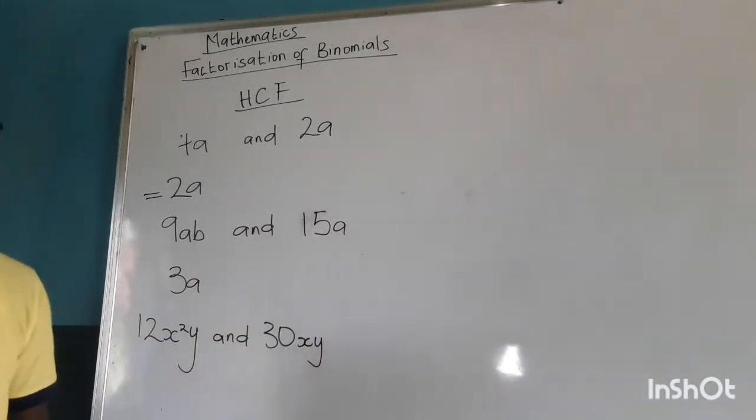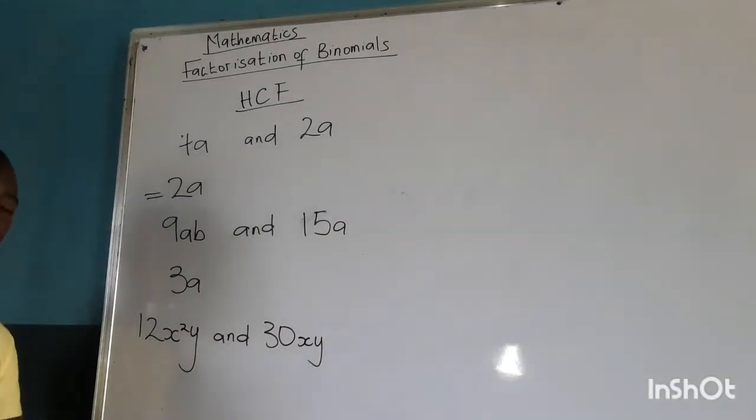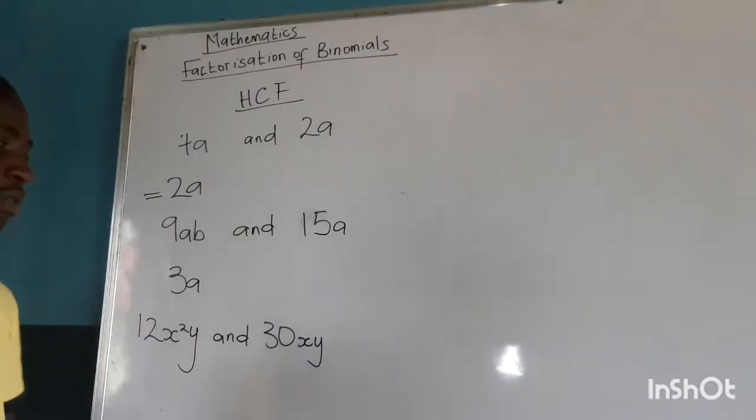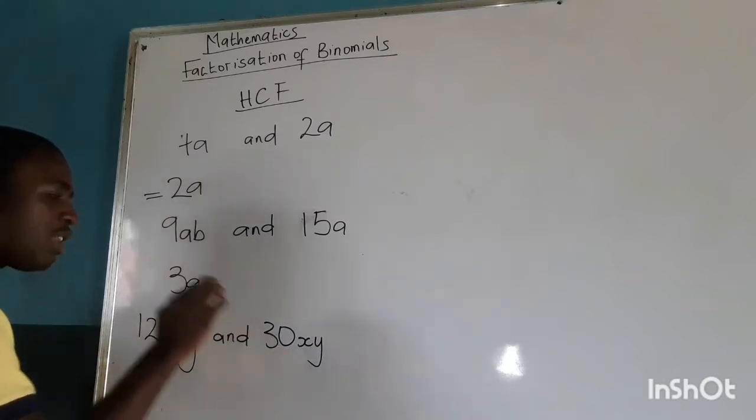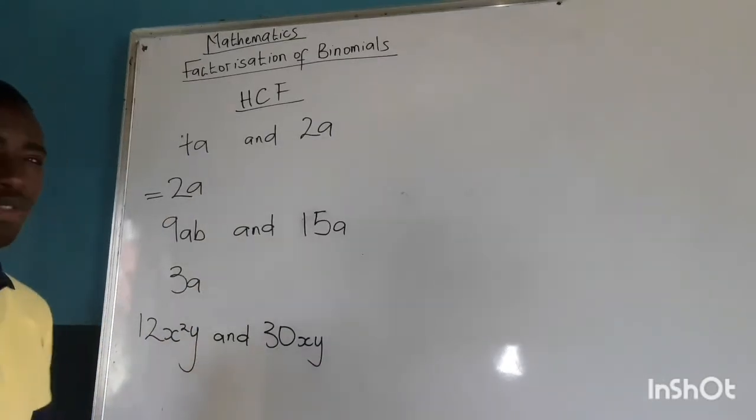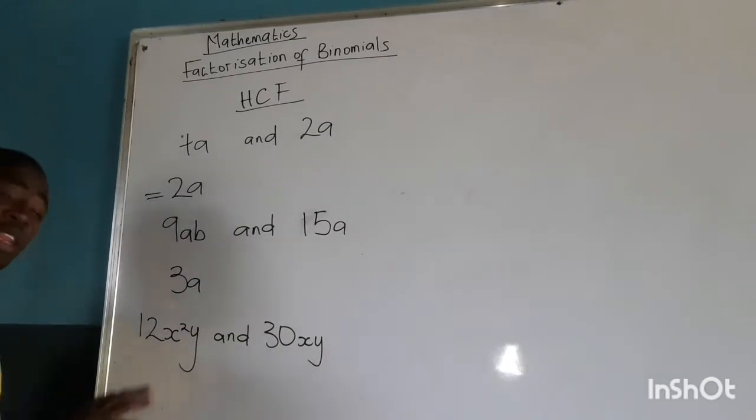12x squared y, 30xy. We'll start with the number first. What will be the biggest number that can divide 12 and also divide 30? We'll start with 2. 2 can divide 12.